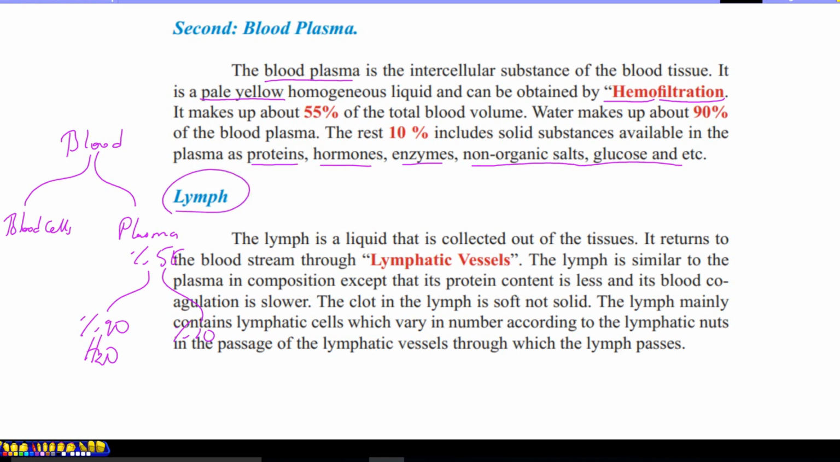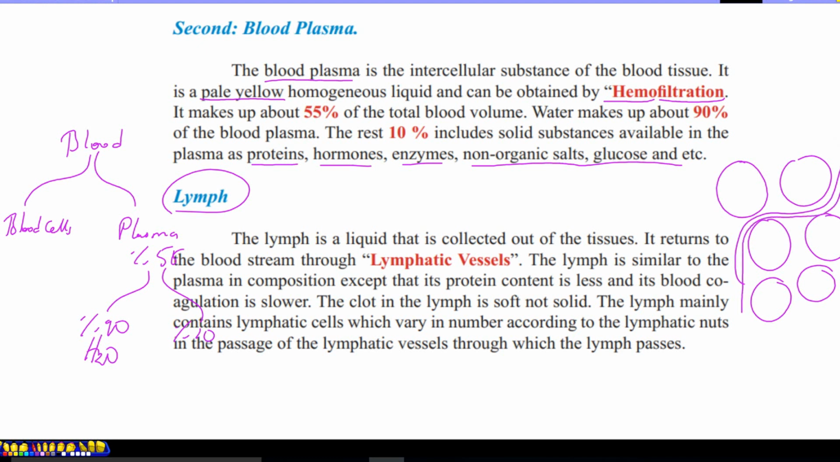Lymph is a liquid that is collected out of the tissues. Tissues, a group of similar cells, contain blood vessels which transport nutrient materials to the tissue. But as material goes from blood to the tissue, each time some amount of blood plasma also passes to the tissue. This material never comes back the same way. So there is another system in our body which consists of closed-ended vessels. We call them lymphatic vessels.